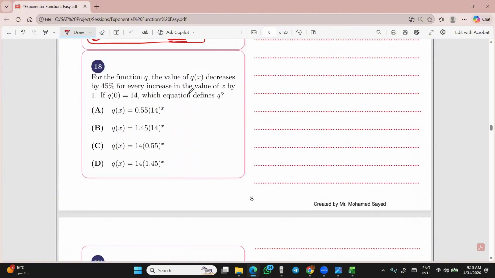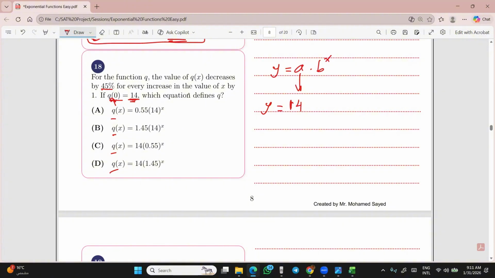Question number 18. For the function q, the value of q of x decreases by 45% for every increase of the value of x by 1, and q of 0 is equal to 14. This is the y-intercept. The y-intercept is always related to 0 as a value of x. So this is the y-intercept, and of course, we know that the y-intercept is a, and then we have b to the power of x. A is the number that comes with 0, so this should be 14. Y is equal to 14, where y is replaced by q of x. It's okay, don't worry about this.